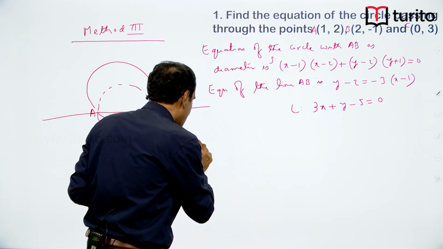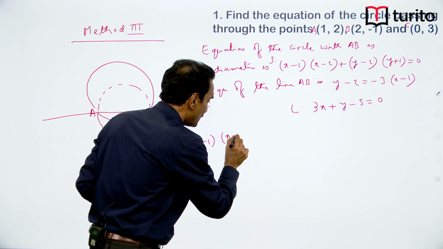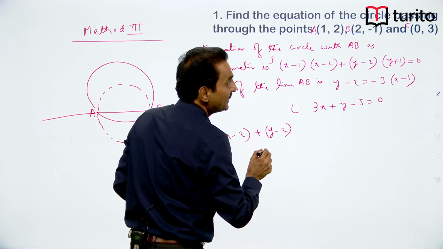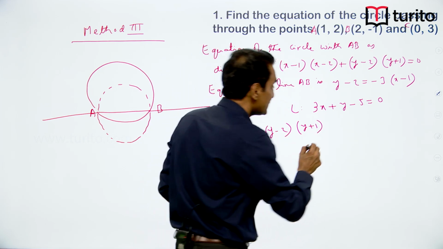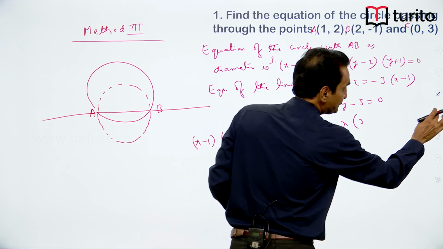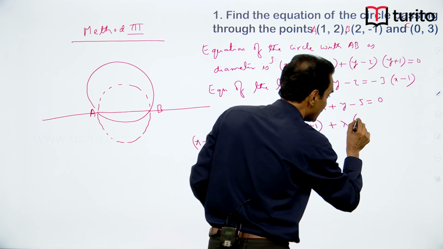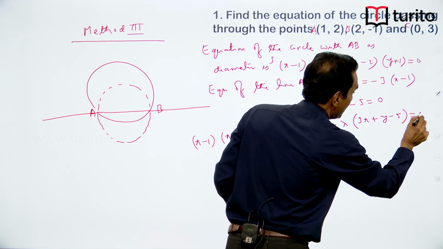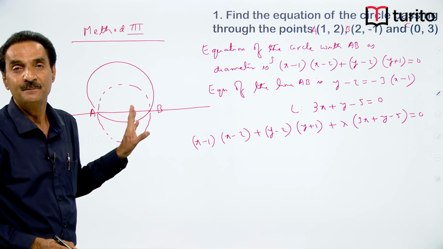So, I will write S plus lambda L is equal to 0, that is (x minus 1)(x minus 2) plus (y minus 2)(y plus 1) plus lambda into (3x plus y minus 5) is equal to 0. For any value of lambda, it passes through the points A and B.